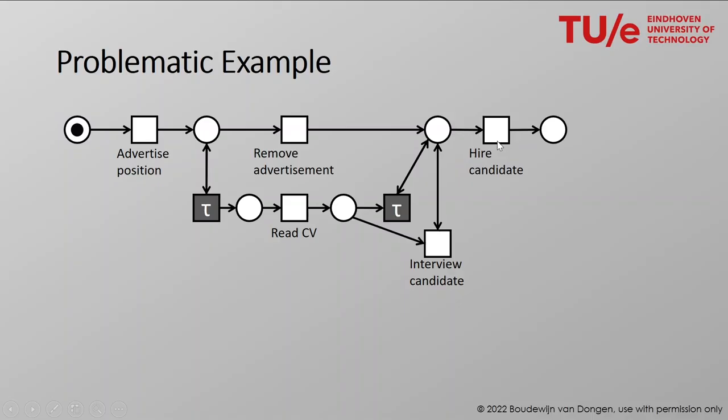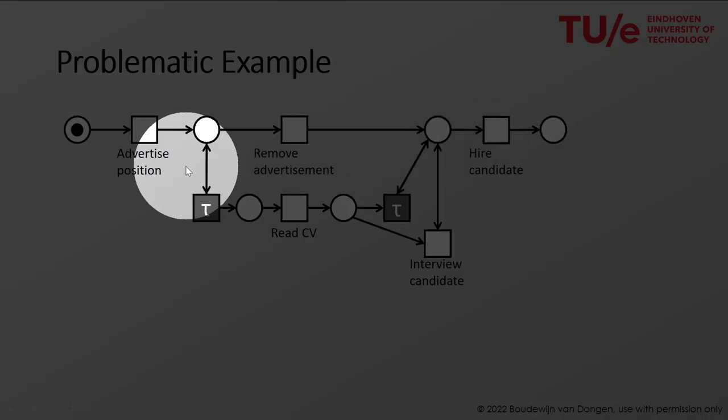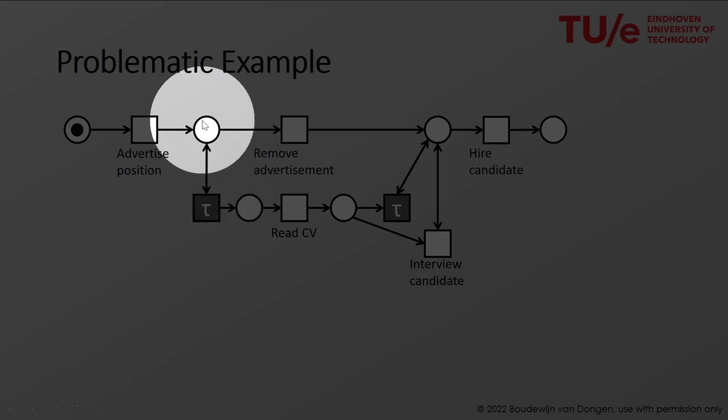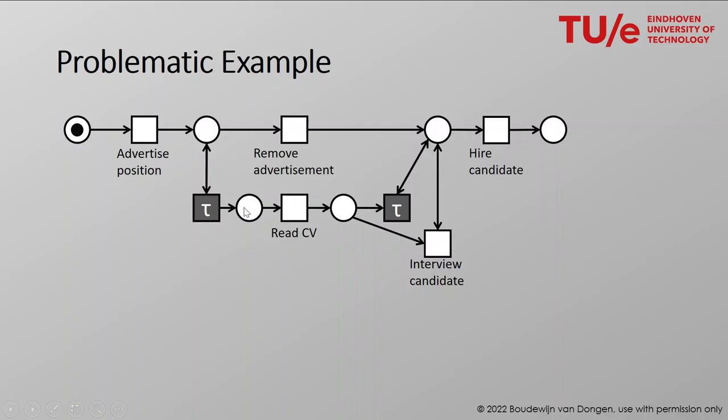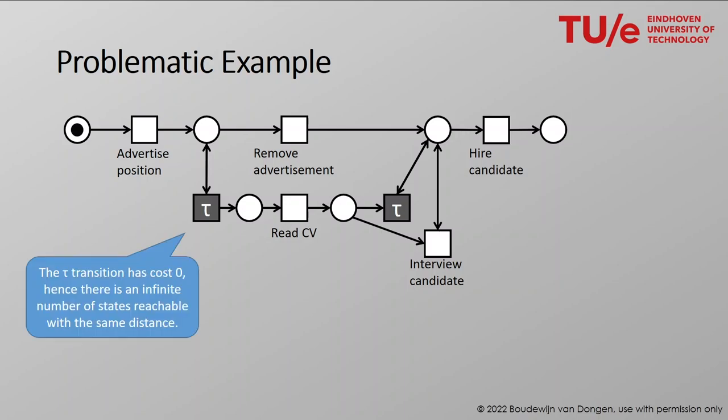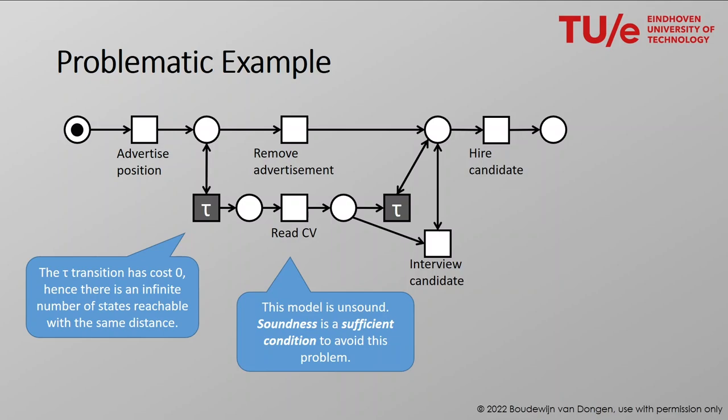It's a very simple HR process, but this model, because of the sort of loop that is introduced here, the tau transition takes this token but also produces it back, I can create an arbitrary number of tokens in this place. And since tau transitions have cost zero, like in alignments, I now have an infinite search space reachable with cost zero. Now, that is a problem for any alignment algorithm. So I'm going to assume that this is not there.